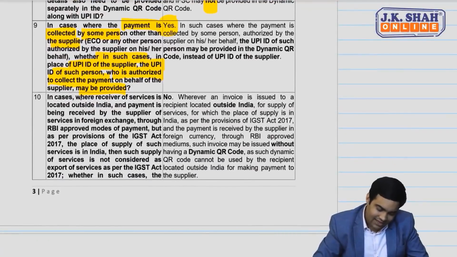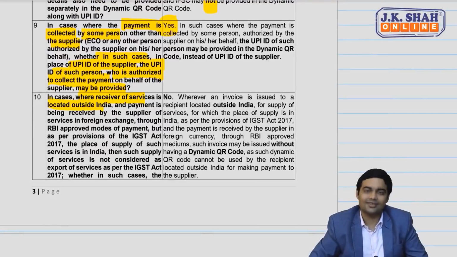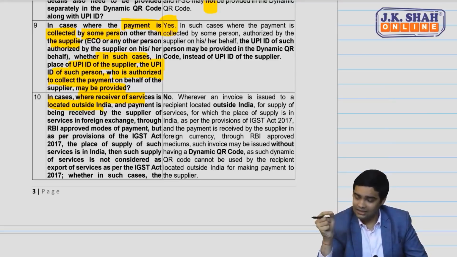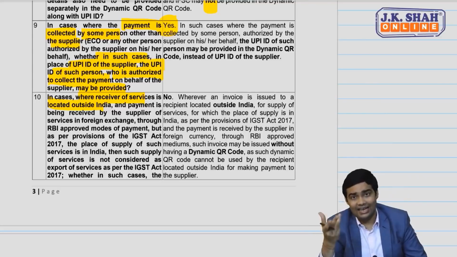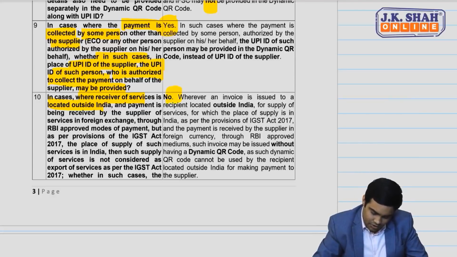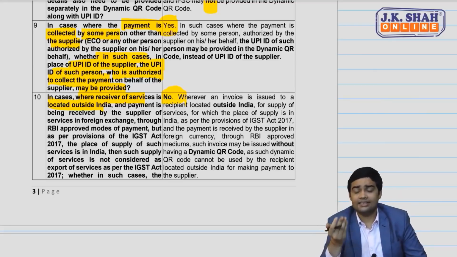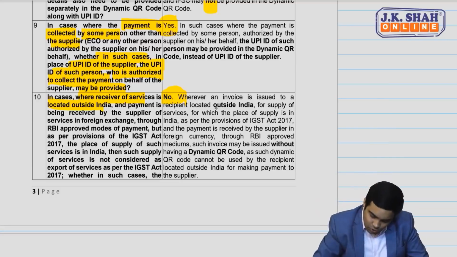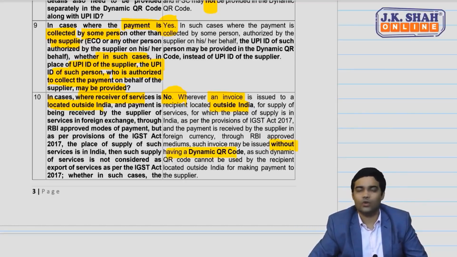Okay. Now, where the receiver of service is located outside India, but payment is received in INR. See, people, if the supplier is in India, the recipient is outside India, payment is received in INR, or it is a case where it is branches of the same person, in such cases, is a dynamic QR code required? CBIC said no. In fact, they went ahead and said that if you are receiving foreign exchange and the place of supply is in India, though the receiver is outside India, then also a dynamic QR code is not required. So, whenever an invoice is issued to a recipient located outside India, it can be done without a dynamic QR code. Not required, sir? No, it would not be required. Okay.